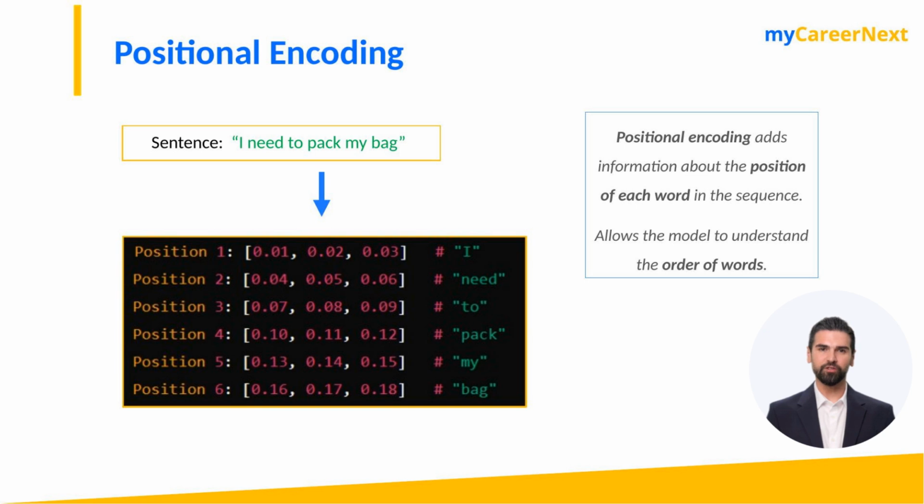A key challenge in transformers is that they process all words simultaneously, which means they don't inherently know the order of the words in a sentence. This is where positional encoding comes in. Positional encoding adds information about the position of each word in the sequence, allowing the model to understand the order of words. Positional encodings are added to the input embeddings, ensuring the model knows where each word falls within the sequence.